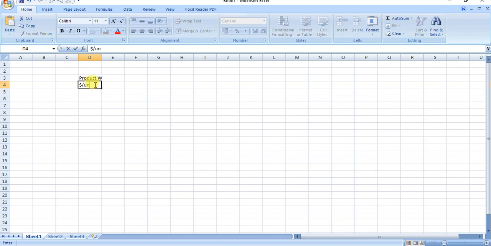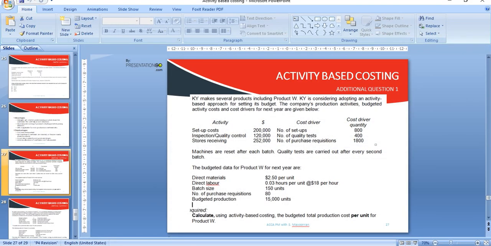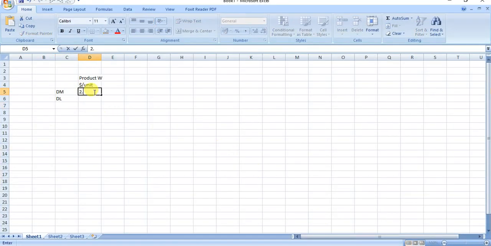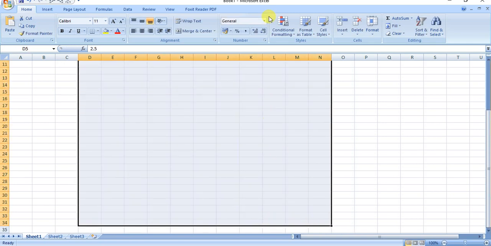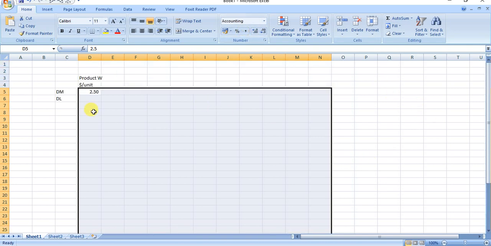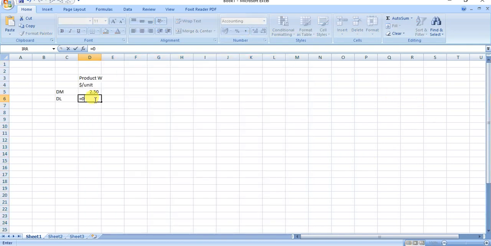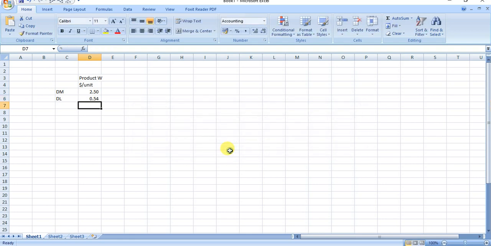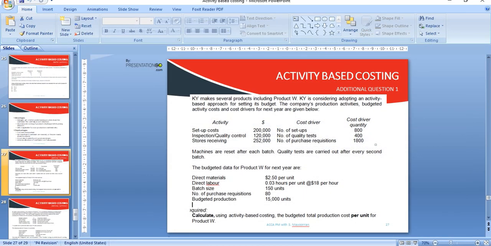Dollar per unit. Direct material, direct labor. Direct material 2.5 given to you directly, 2.50. Direct labor 0.03 hours at 18. Something wrong. I have typed the equal sign twice. Correct it. Yeah. Then we look at the overheads.